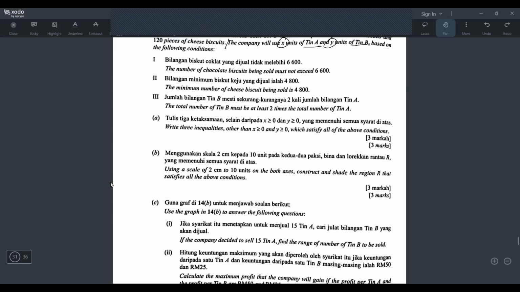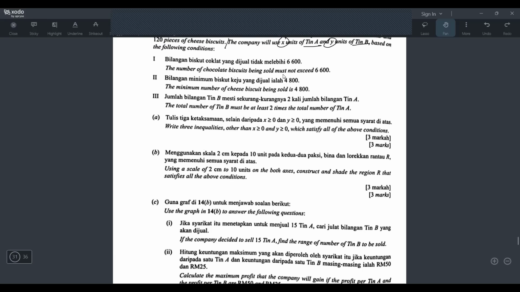So the first one says, the number of chocolate biscuit being sold must not exceed 6,600. Bilangan biskut coklat yang dijual tidak melebihi 6,600. They never said tin A or tin B. It means the total, right? It means the total number of chocolate biscuit being sold must not exceed 6,600. Must not exceed means tidak melebihi. Tidak melebihi means have to be kurang ataupun sama dengan, smaller or equal, right?